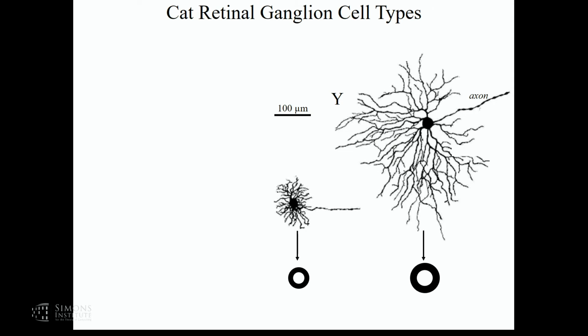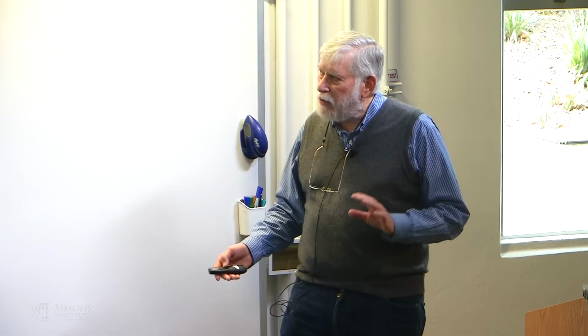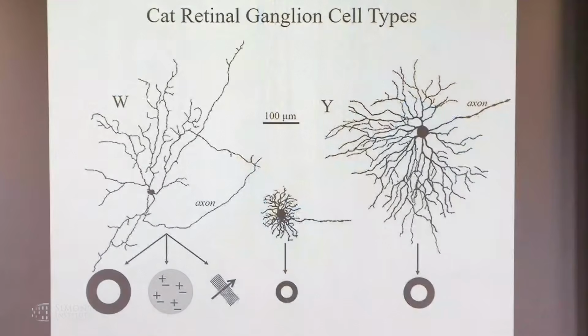And what this says is that at very early levels in retinal processing at least, we divide up information in the visual scene into different channels. And this makes more efficient processing of the information. We also have a third cell type called W.